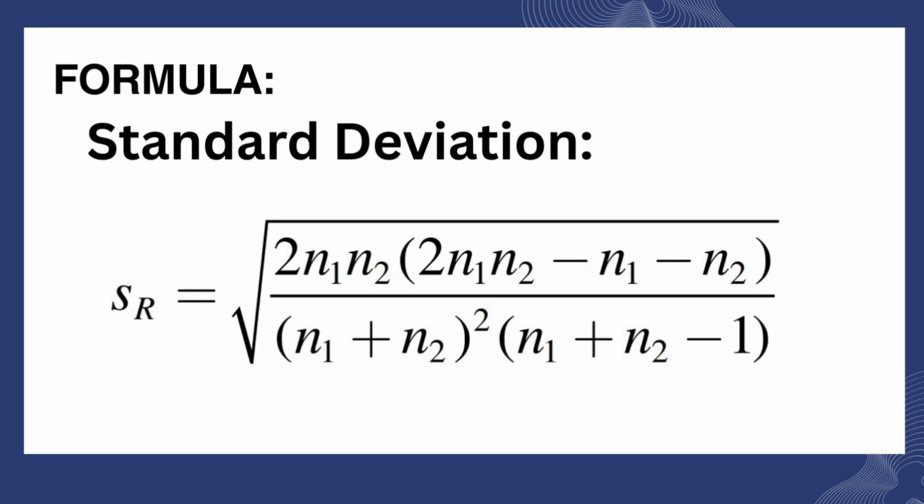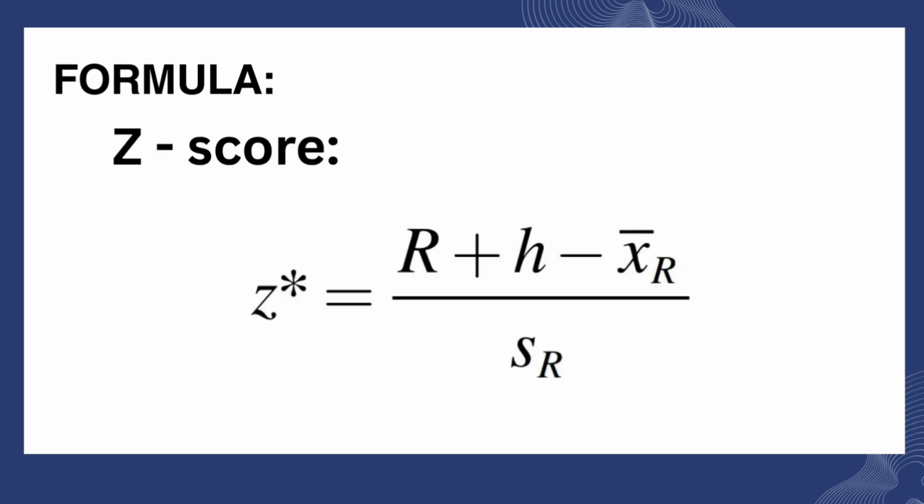And this is the formula for the standard deviation of runs. Also, this is the formula for the z-score for a normal approximation of the data. R is the number of runs, and H is the correction for continuity.